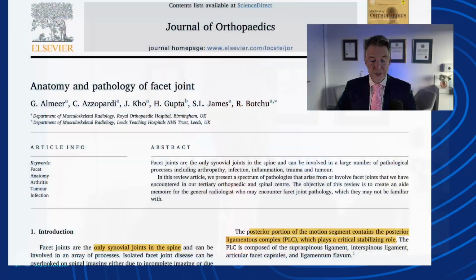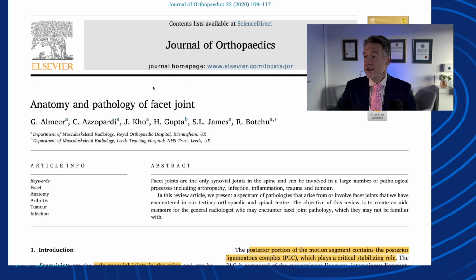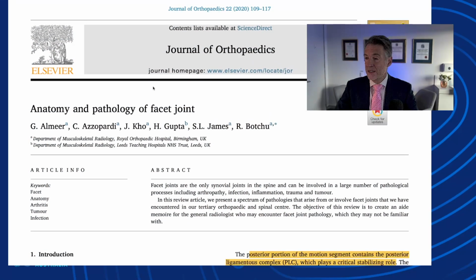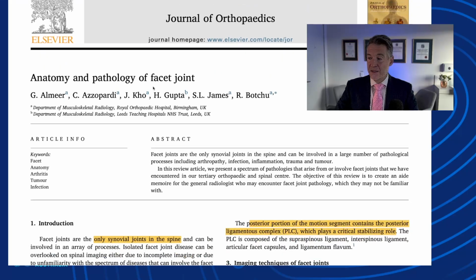Like anything, when we talk about a problem, we need to be able to back it up with some form of scientific guidance and evidence, and that's what I'm going to do here with the facet joints. So let's have a look at a paper published in the Journal of Orthopedics. This was published in 2020, focused on the anatomy and pathology of facet joints.